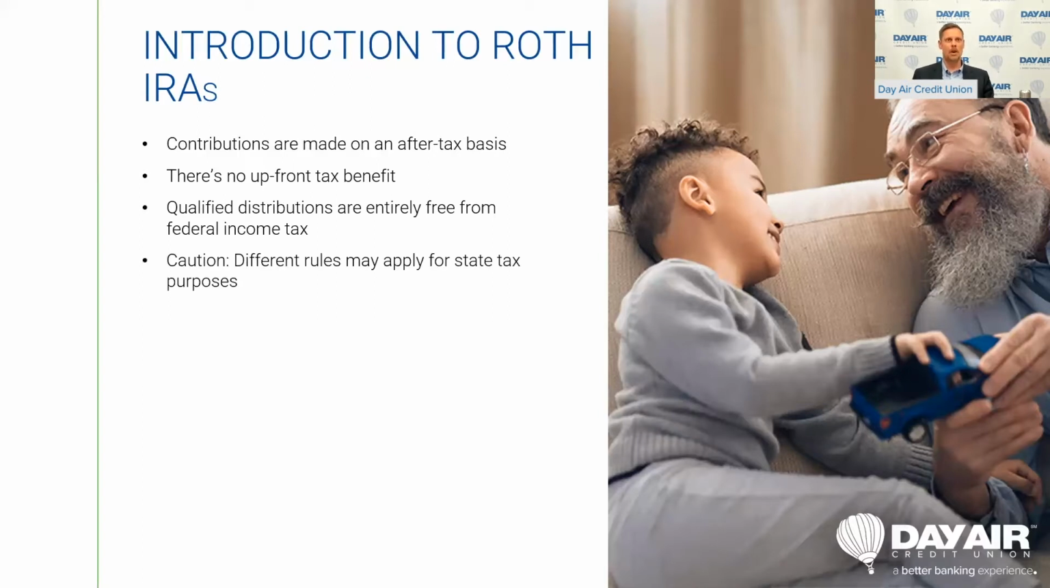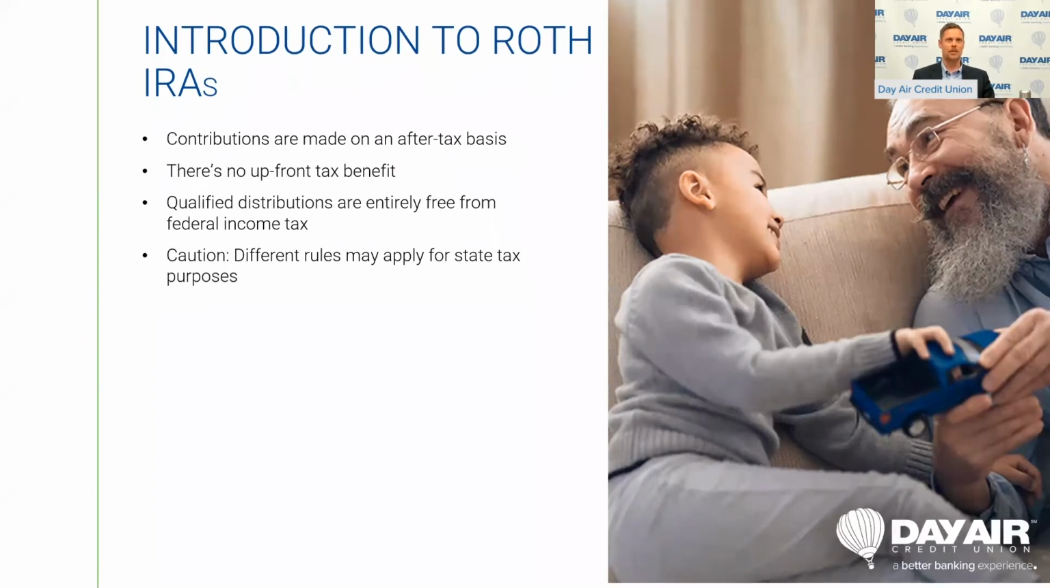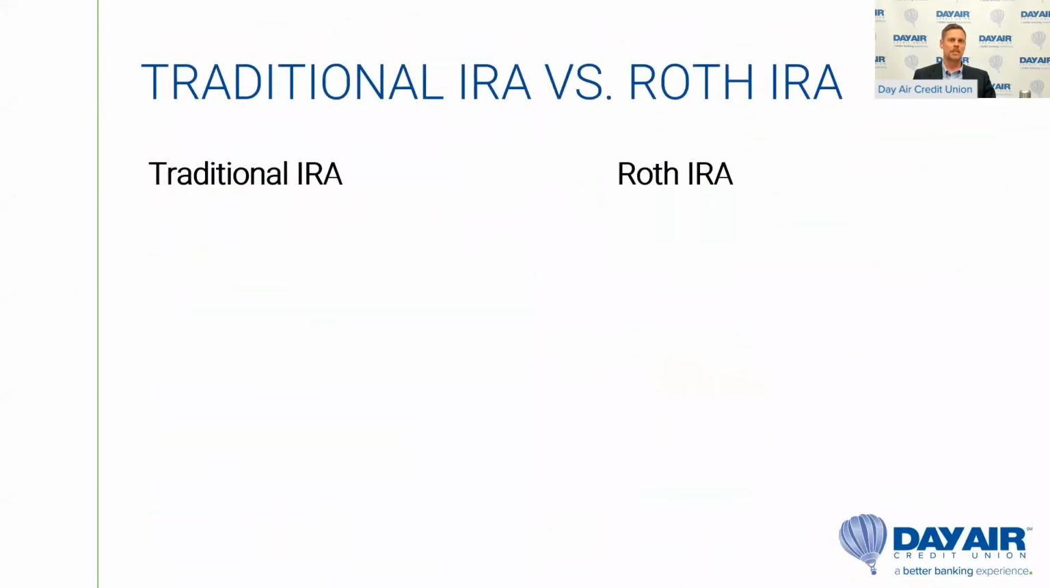At this time, all 50 states honor qualified distributions from a Roth IRA, so they should be state tax-free, but of course, tax laws can always change. So let's take a look at traditional IRAs and Roth IRAs and compare them to one another. And another fun fact before I do that, the Roth IRA was introduced in 1998, so it really hasn't been around quite that long, not as long as traditional IRAs.